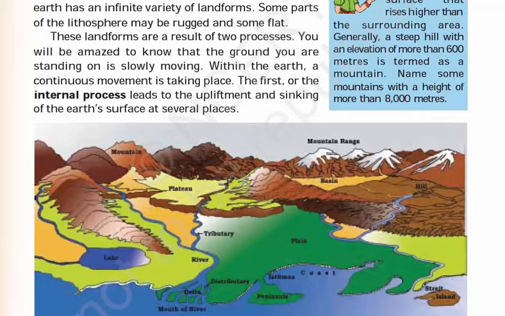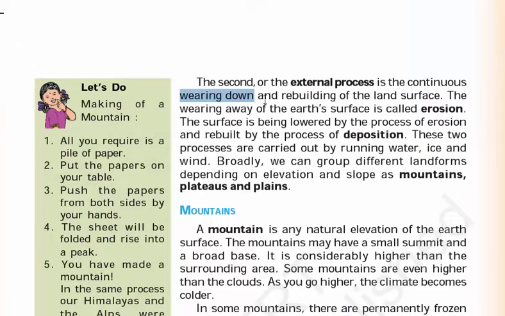So as you can see from the clip, the major continents are coinciding and moving away. This is also called continental drift, which happens over millions of years. In page 2, we'll read about the external process. It is nothing but the continuous wearing down and rebuilding of the land surface.